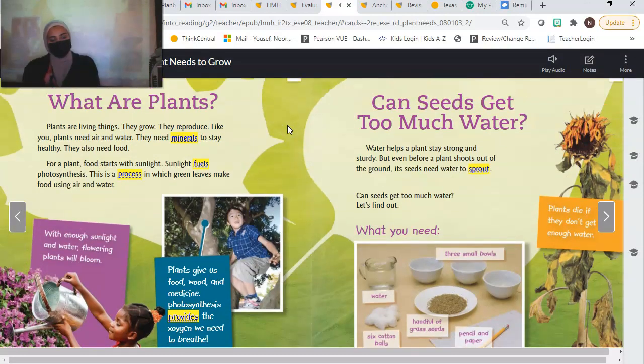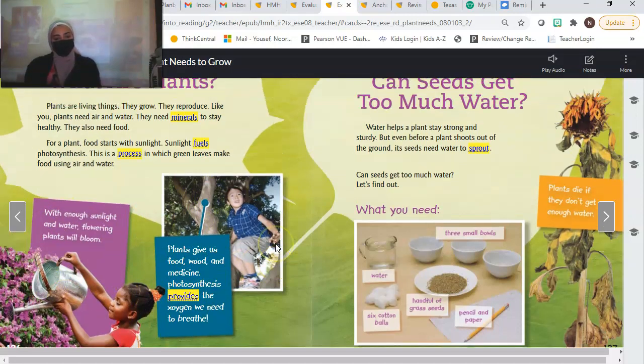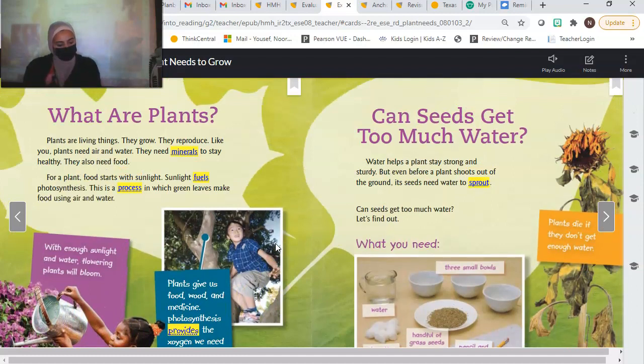So, here, this is a text feature. There's a picture, and it tells us what the picture is about. This is called a caption, right? And there's a caption for the girl planting the flowers. So, the title of the text is What Are Plants? Experiment with What a Plant Needs to Grow. It gives information about the topic. The author is going to give information about what a plant needs to grow.